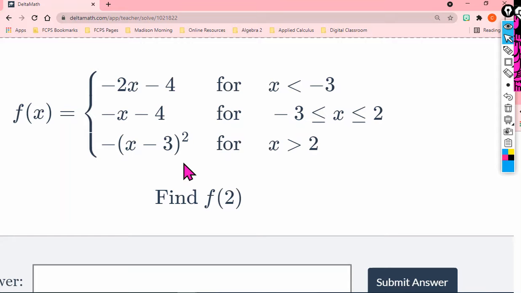Fantastic. Yay! Look at that. You thought piecewise was going to be hard. It's not. See you after lunch. We'll continue.